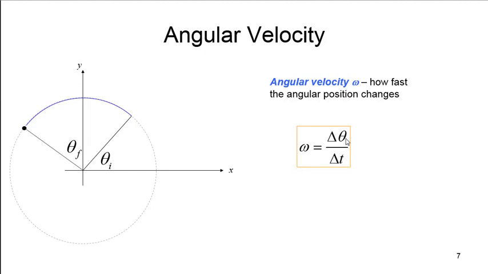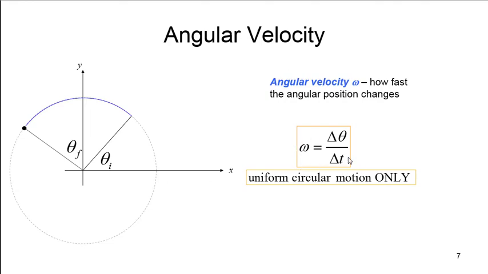This definition, though, I just want to remind you, is only true for uniform circular motion, meaning this value is constant, meaning the object is rotating at a constant rate. If there's any type of acceleration where the speed is changing, this equation will not be true.